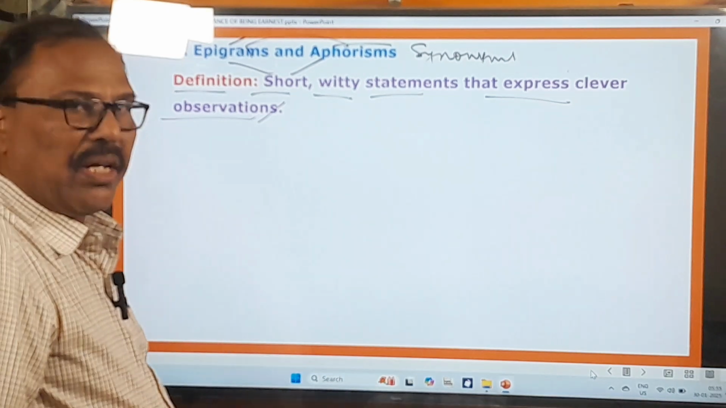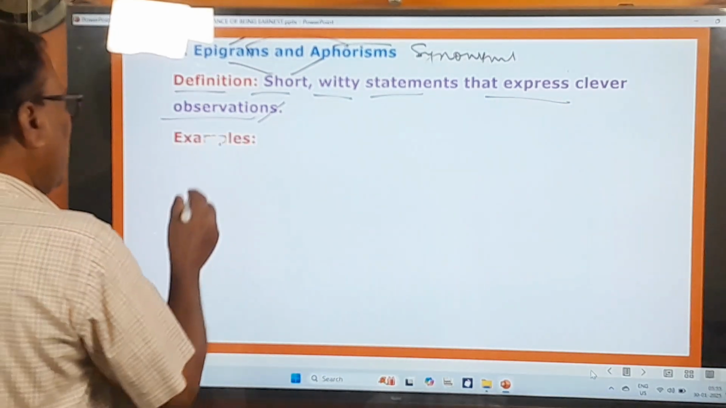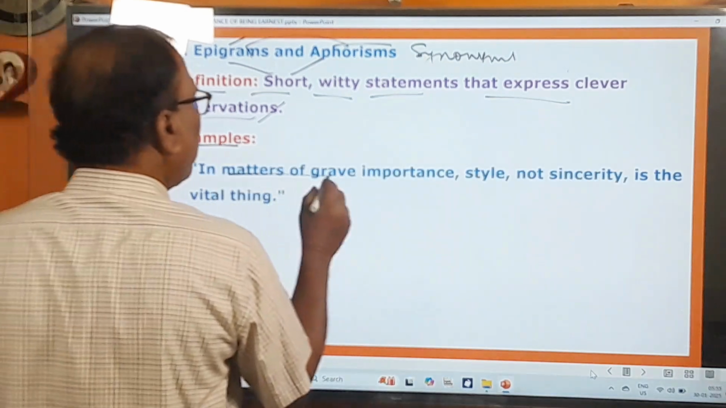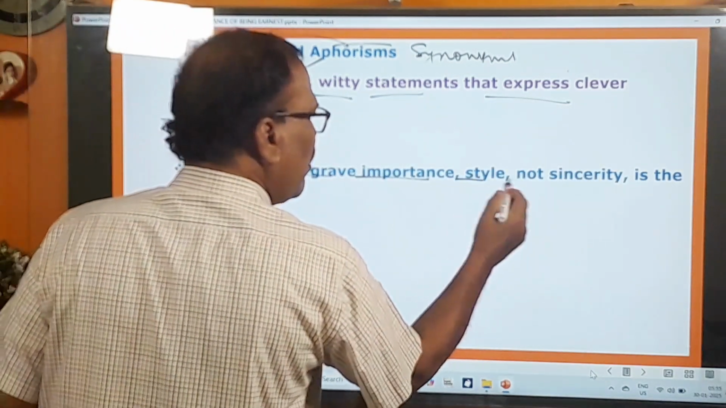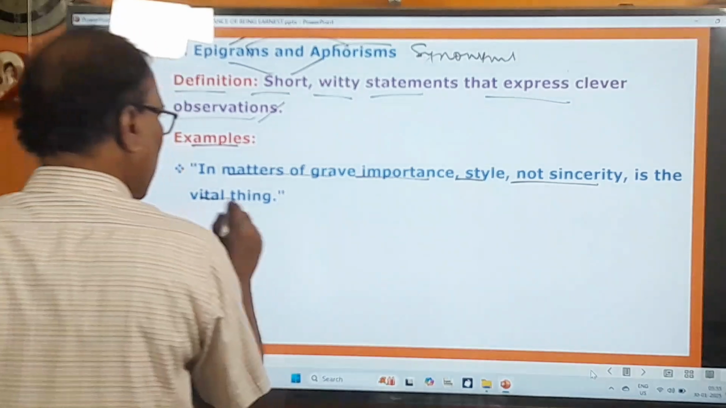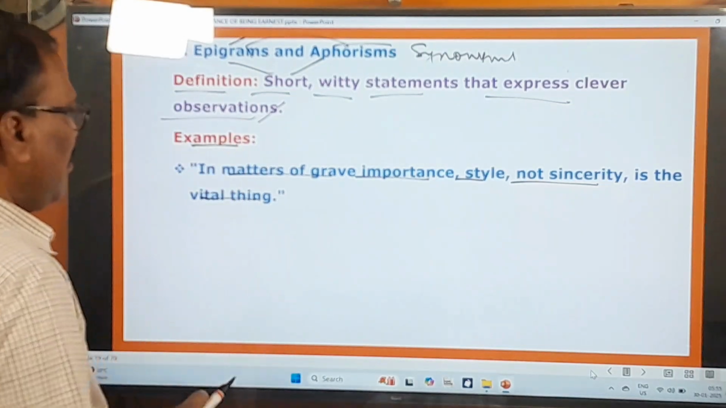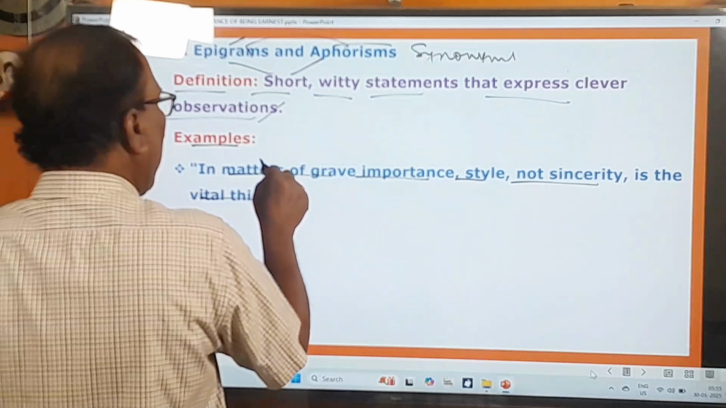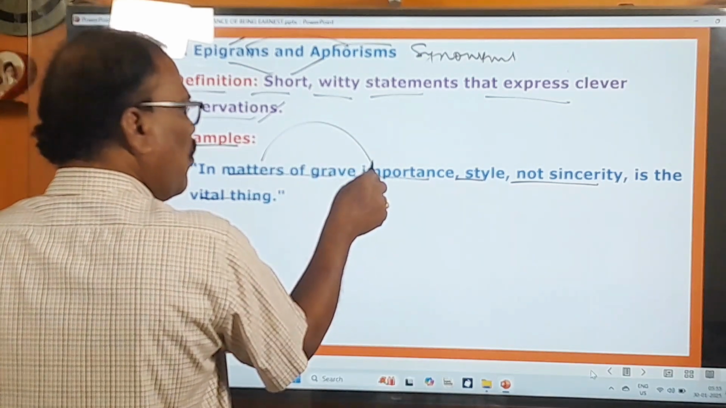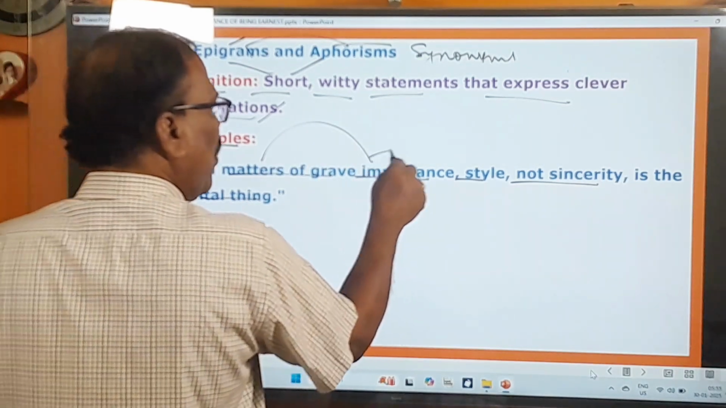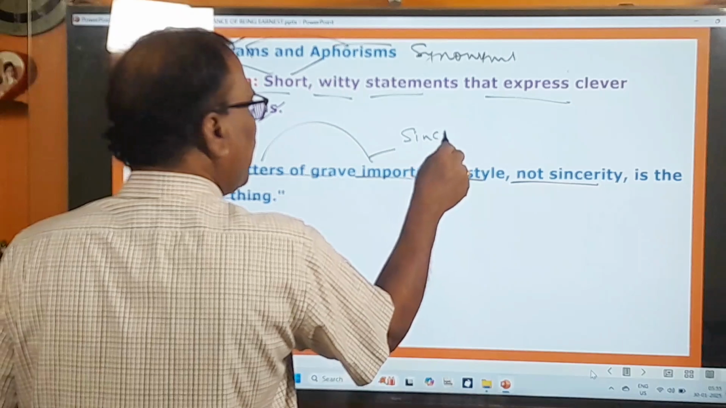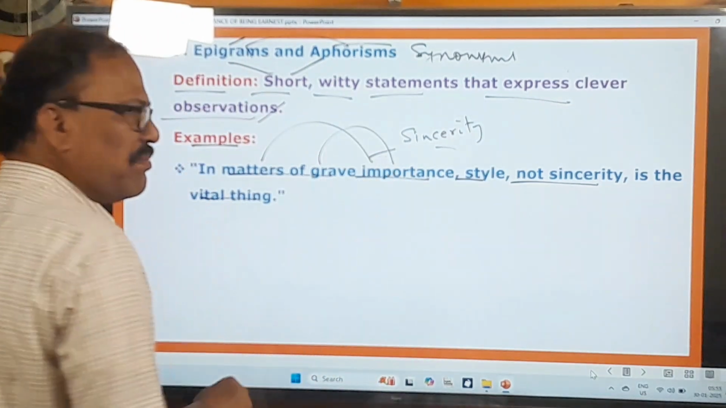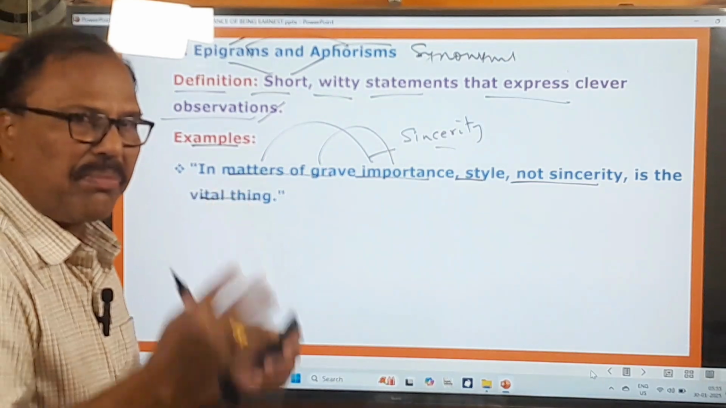Let me give you one or two examples to make you understand. What is that? In matters of grave importance, style, not sincerity, is the vital thing. So this is a beautiful epigram or aphorism. So generally, in matters of grave importance, what is very much required? Sincerity is very much required, isn't it? Grave importance means a lot of importance.